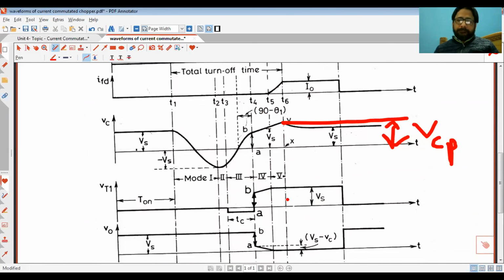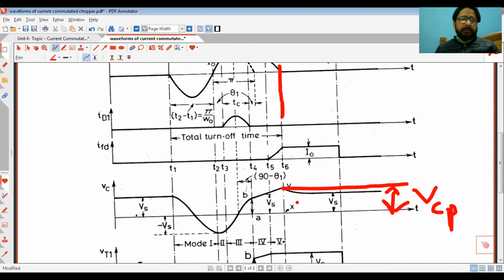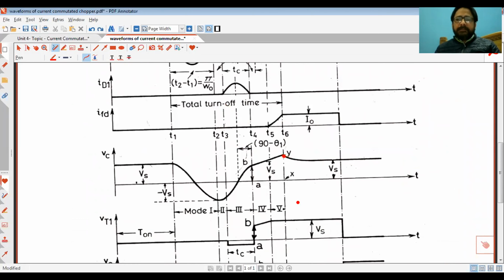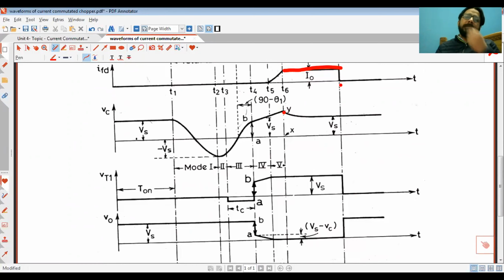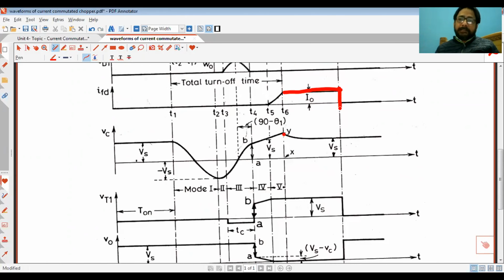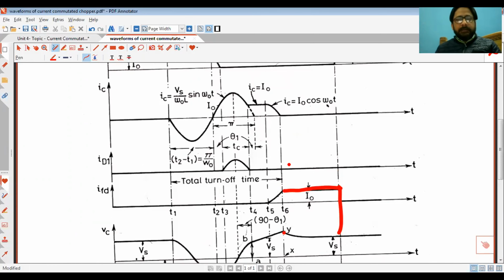Here at t equals t6, the whole commutation process ends. Eventually, based on the load and the current stored in the load, the freewheeling current will keep on flowing, and at some point of time the current will completely dissipate and become equal to zero. At this instant, where the freewheeling current becomes zero, we turn on the main SCR once again, and hence this whole cycle will repeat.